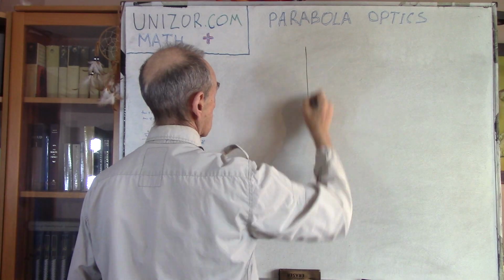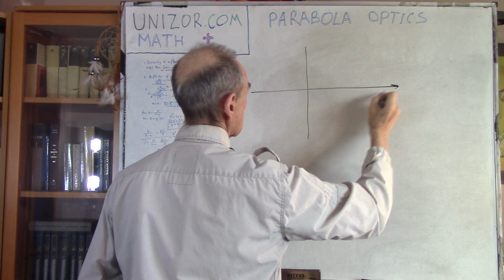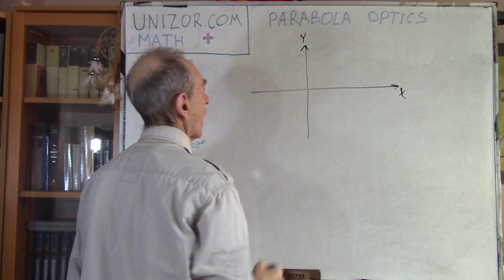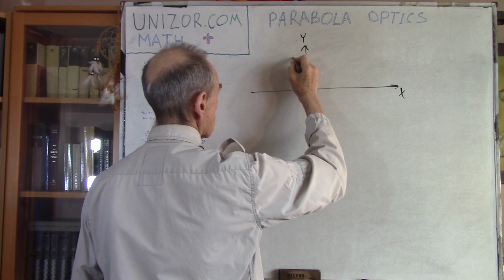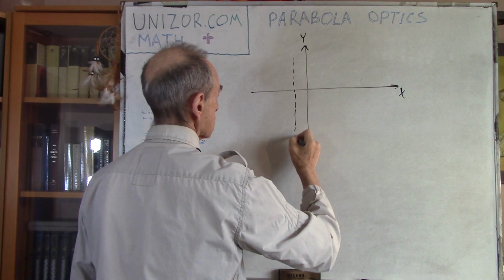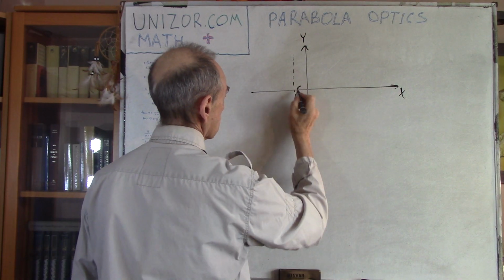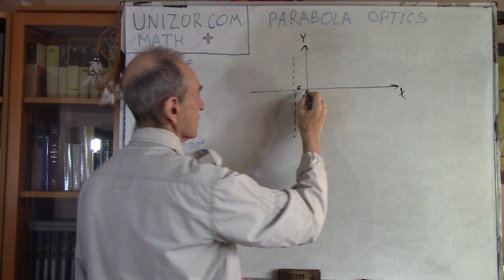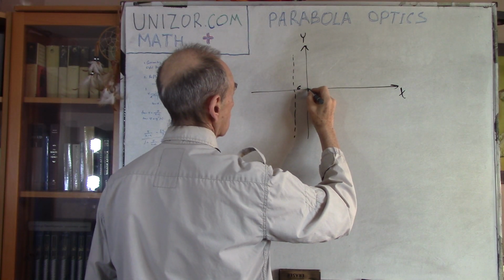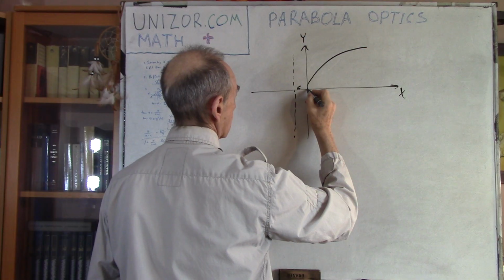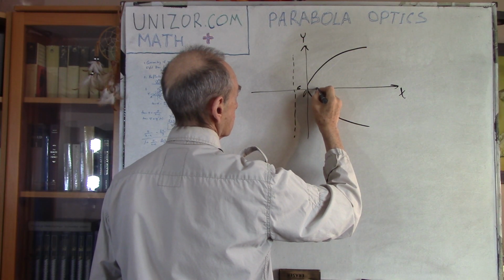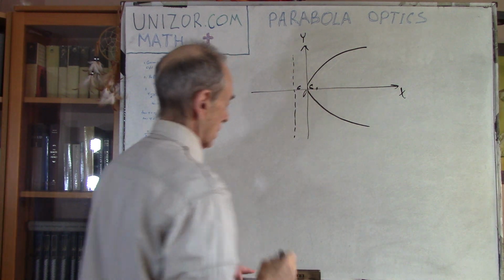So let's just do it. Okay, for example, this is xy. Now somewhere there is a directrix at the distance c from this vertex of parabola. This is vertex 0, and this is the focus also with the c.